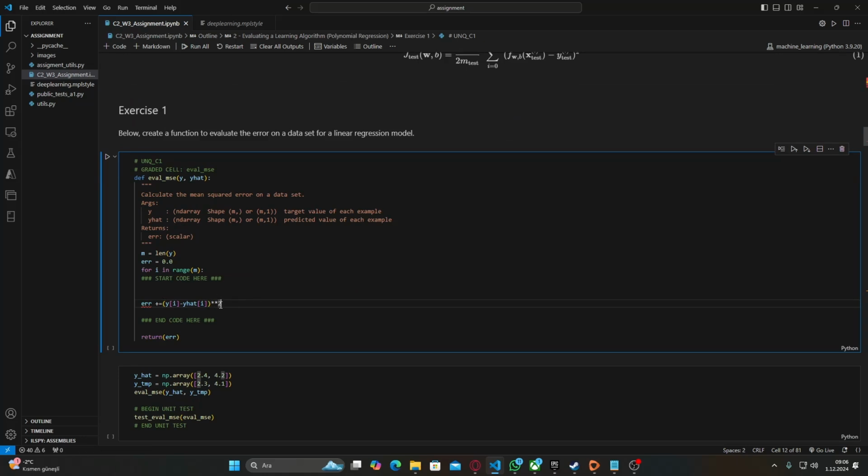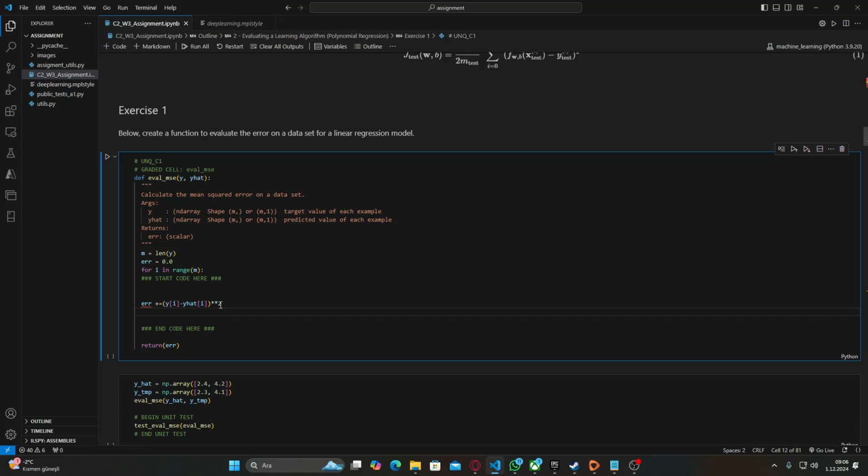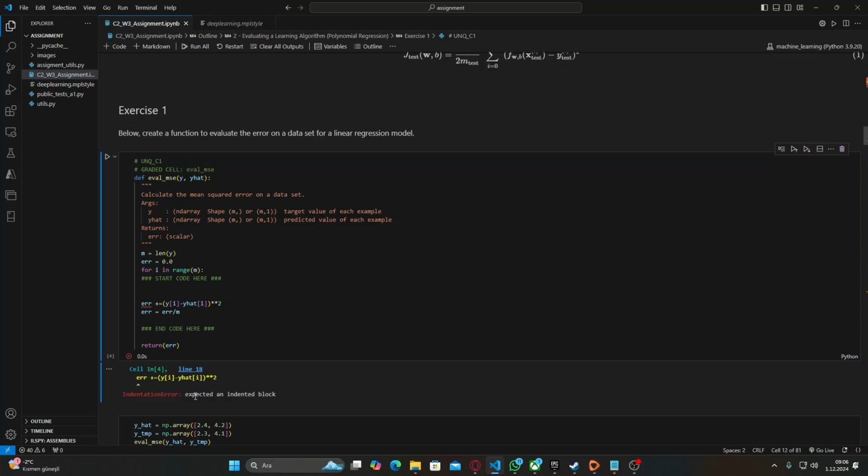Oh, I made it too much. And I have to add another code for myself. And it's dividing by 2m. Yes, so error equals error divided by that. And I'm just running here. What? Where did I write my code wrong?